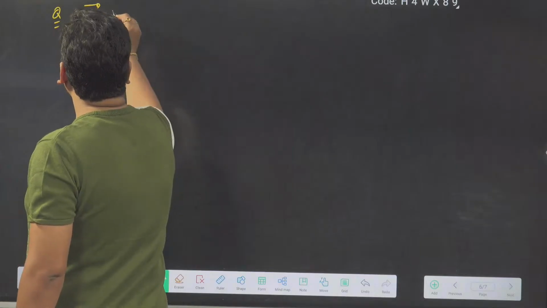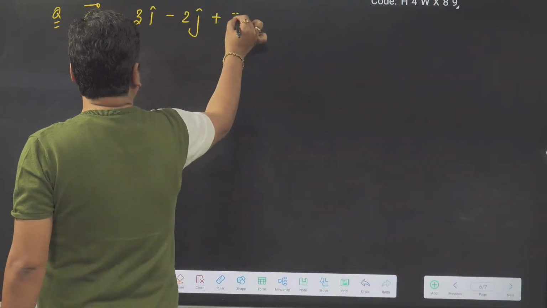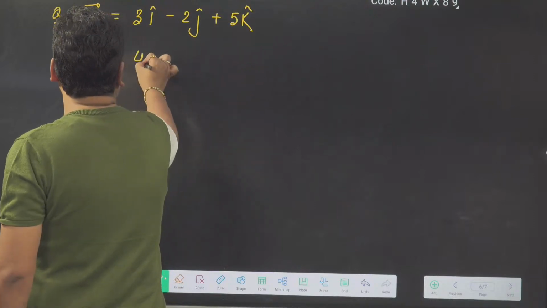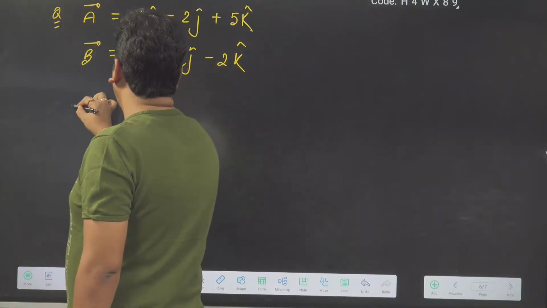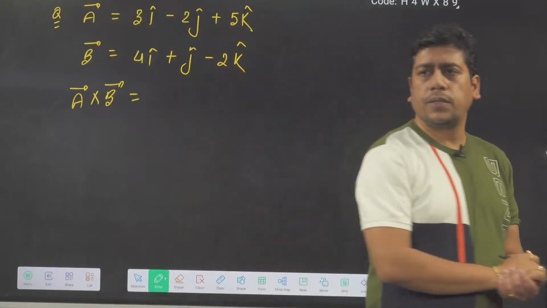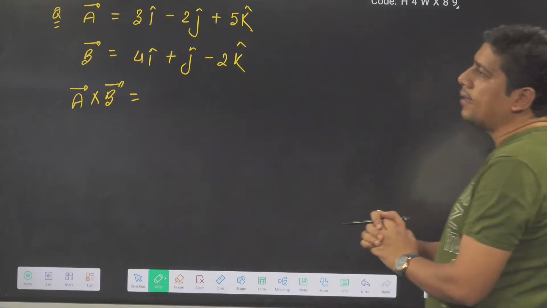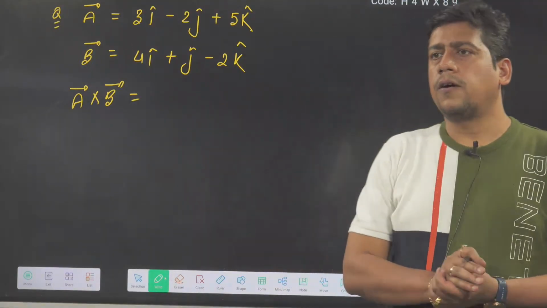A vector is 3i minus 2j plus 5k. B vector is 4i plus j minus 2k. Find A cross B. Because this is the last level. When both A vector and B vector have all I, j and k terms, this is the last level. Okay? It cannot be tougher than this.